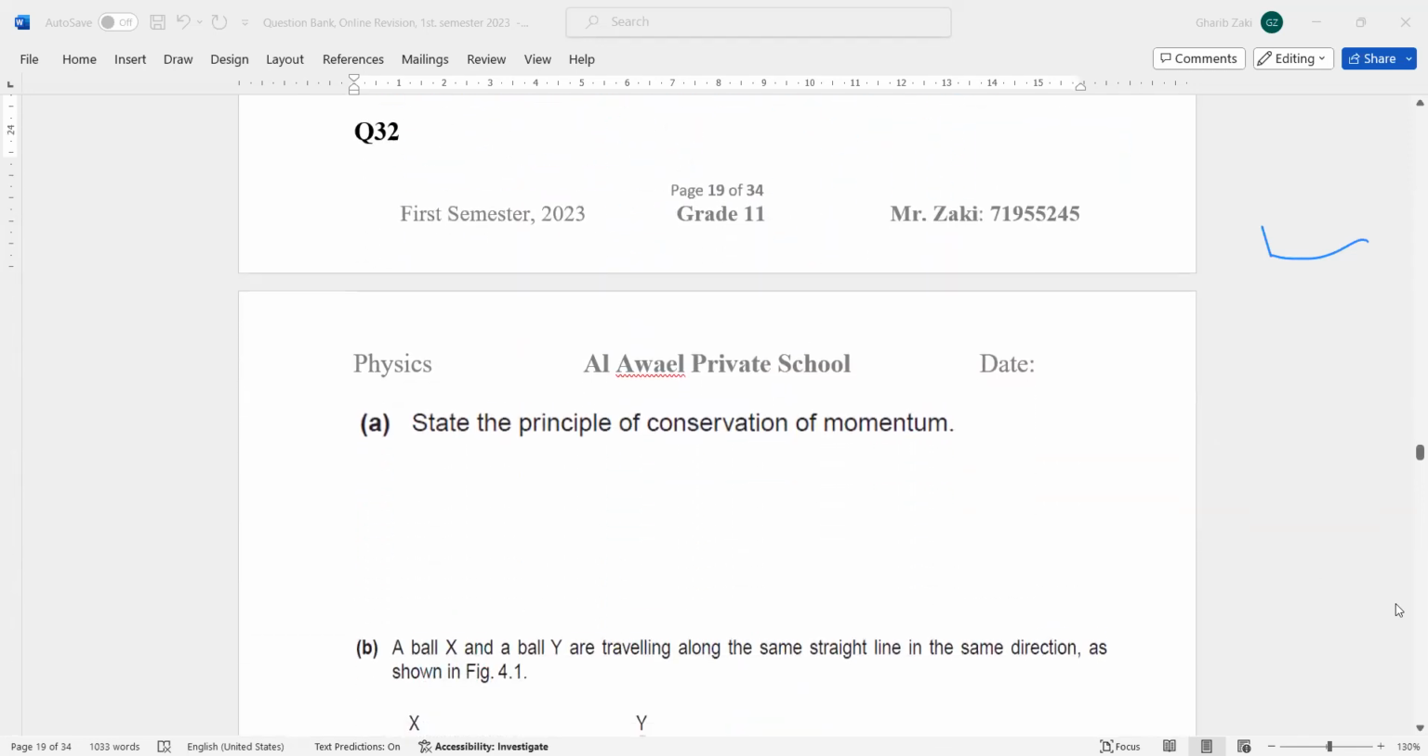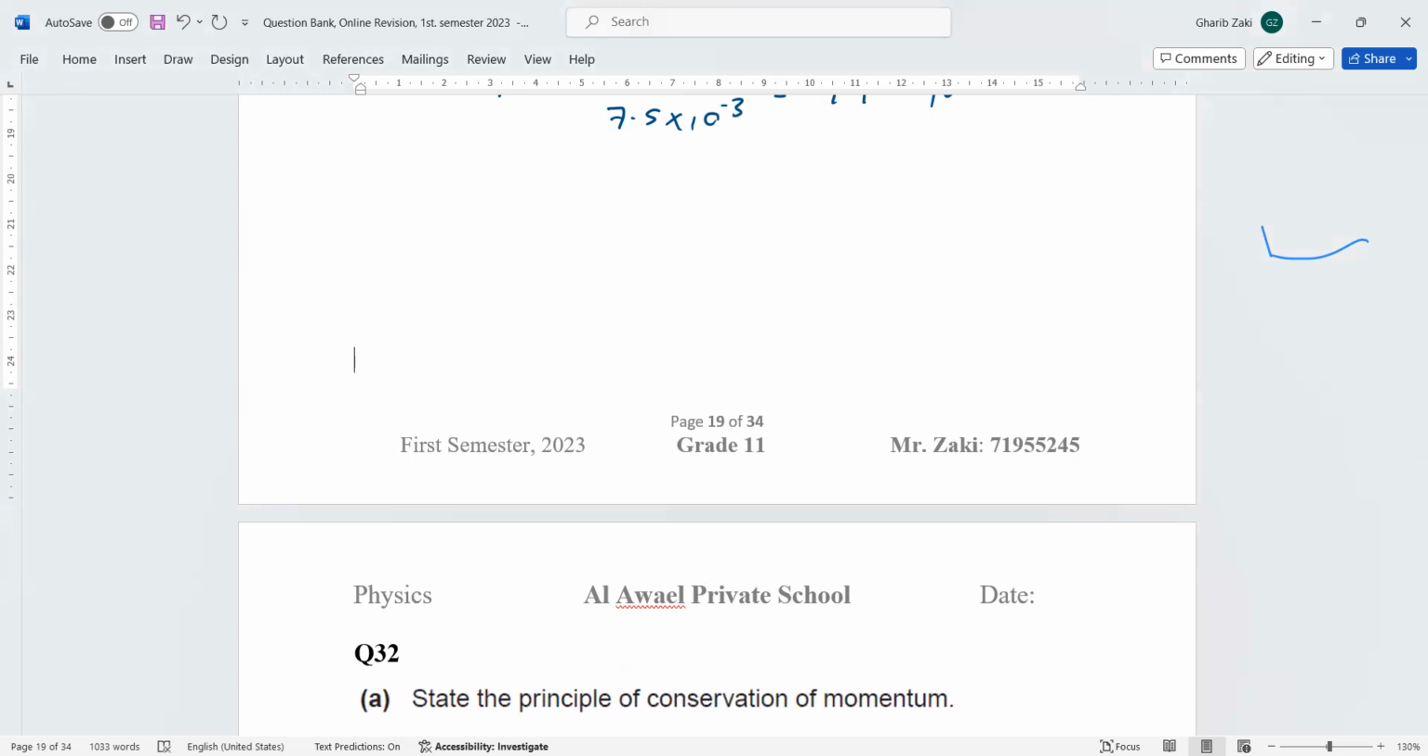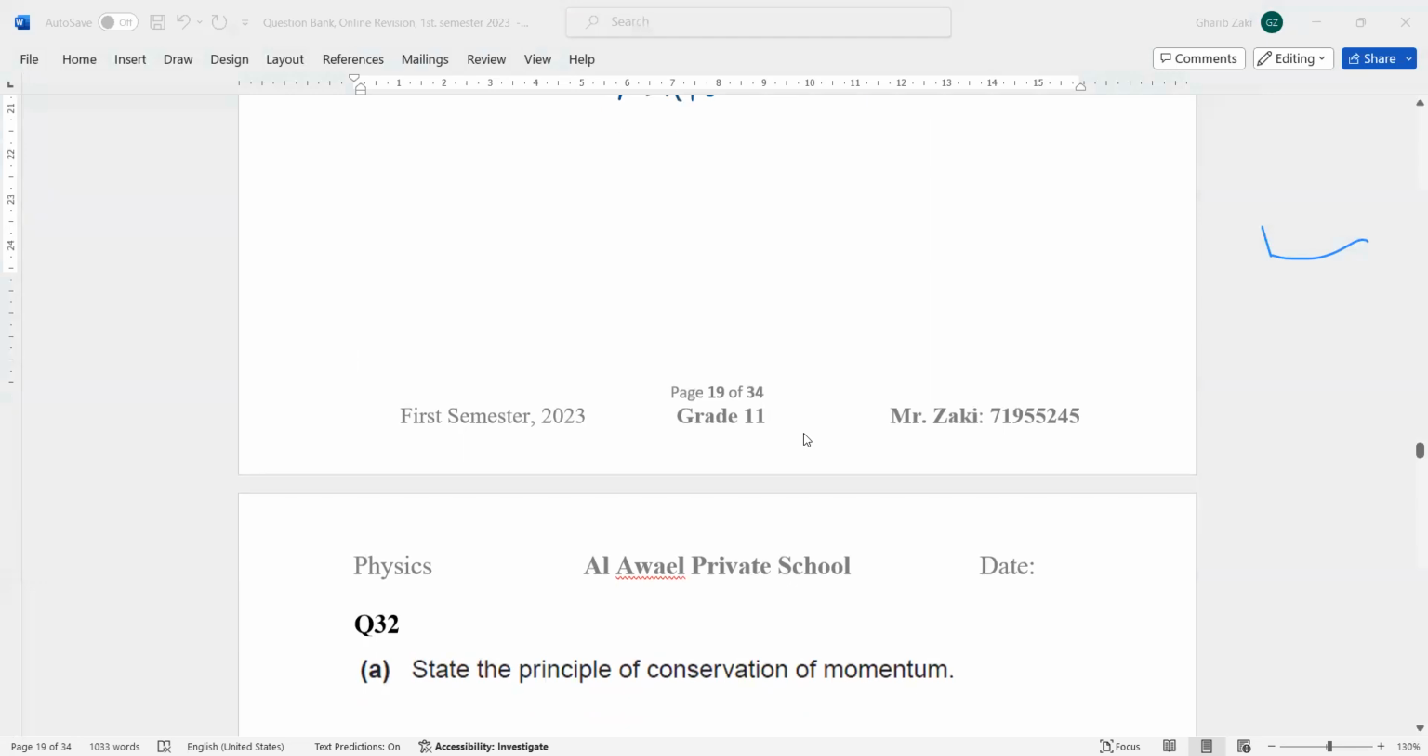State the principle of momentum. Yes, Hajras, what do you want? I wrote the definition. Khalas, Hajras, we don't need to repeat because of time.